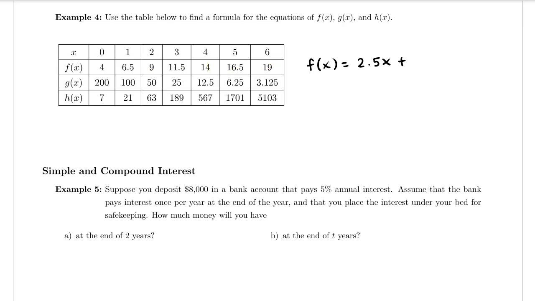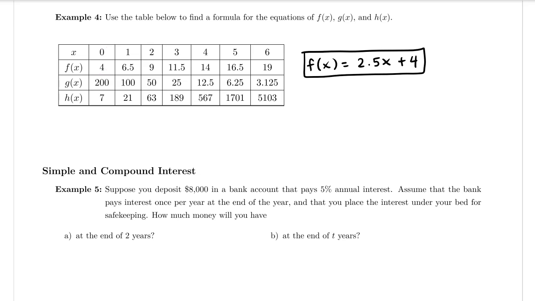And the way that we get b is it's the value that we get as an output when we plug in 0 into our function. So here it tells us that f of 0 is equal to 4, so that means that our b value is 4 here. Okay, let's move on to g of x.